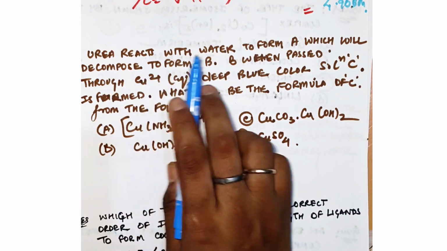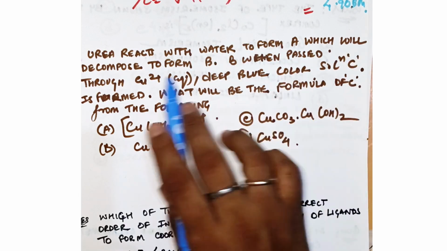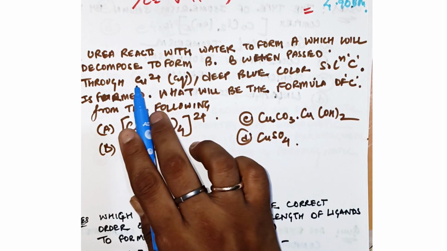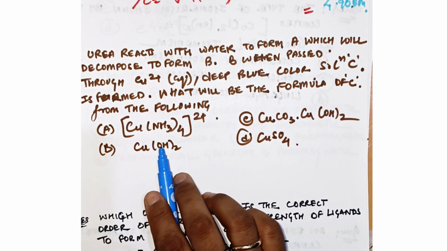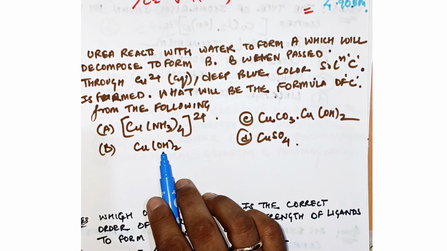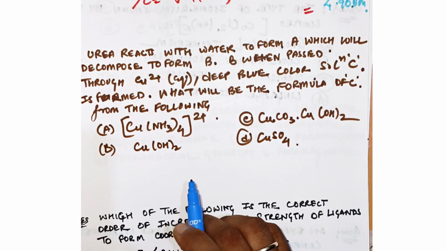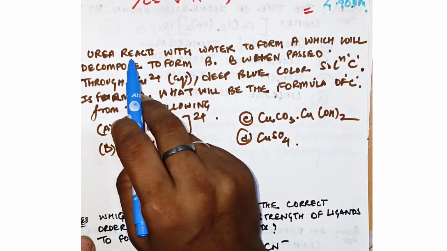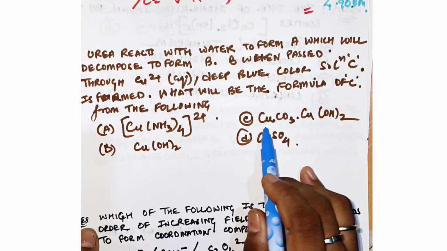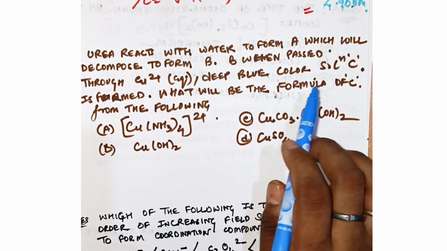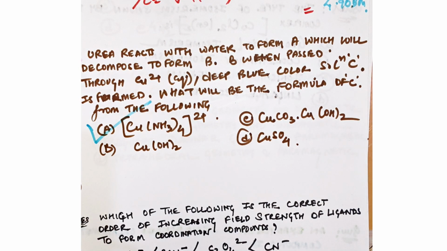Okay, so urea here reacts with water molecule to form A, which will then decompose to B. When B is passed through copper aqueous solution, at that time a deep blue color solution is formed. So you have to find what will be the answer. Since ammonia is there, an ammonia complex will be there in the solution. So see here, where is ammonia? Is it C, D, or B? There is no ammonia in them, so directly your answer will be A.